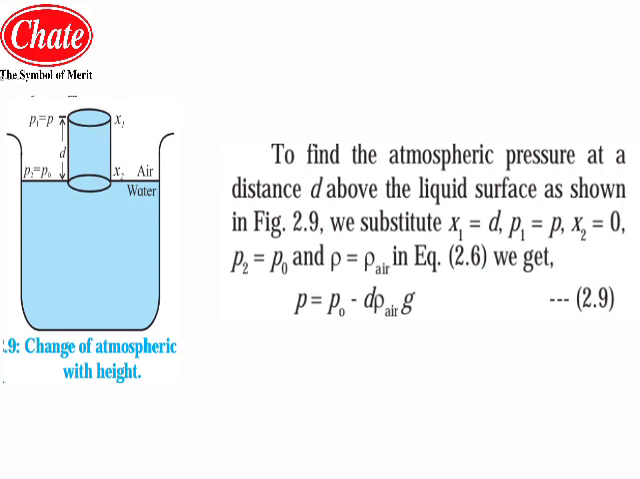Now the third case we have seen is where the bottom of the imaginary cylinder is lying over the surface of the liquid. In this case we derived the equation by putting x1 equal to d, as the distance between x1 and x2 is d, p1 equal to p, x2 equal to 0, P2 equal to P0, and the density as that of air. In this case, we derived P is equal to P0 minus d rho air g. So this much we have seen.